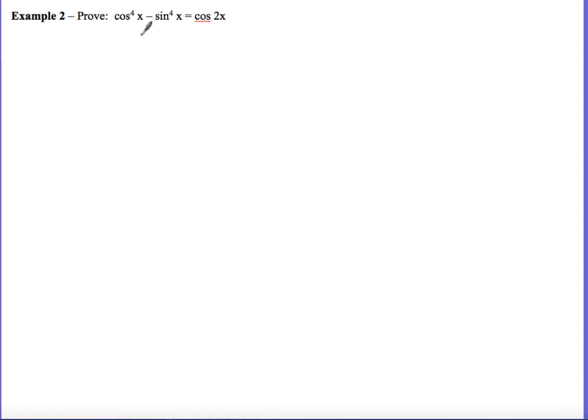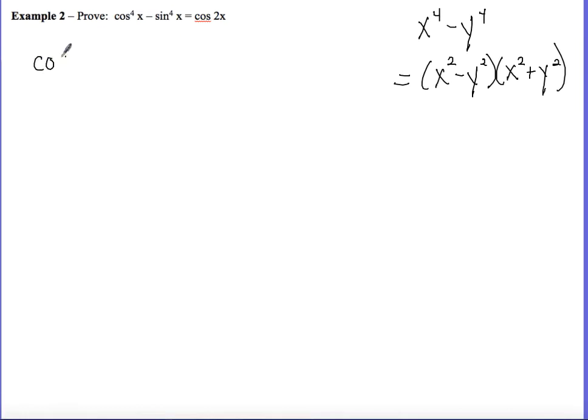So when I look at cosine to the fourth minus the sine to the fourth of x, that equals cosine of 2x. We saw something like this on our previous worksheet where we had something to the fourth. So just a reminder of how that factoring is going to work. We know that x to the fourth minus y to the fourth factors as x squared minus y squared times x squared plus y squared. That would be a difference of squares, right? So that's what we're going to use on this left-hand side. I have the cosine to the fourth minus sine to the fourth.